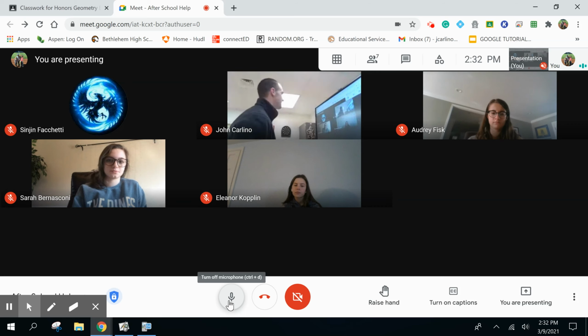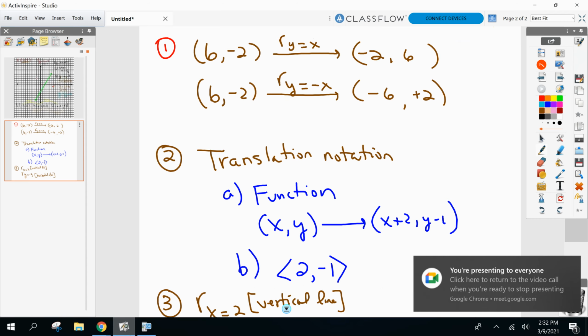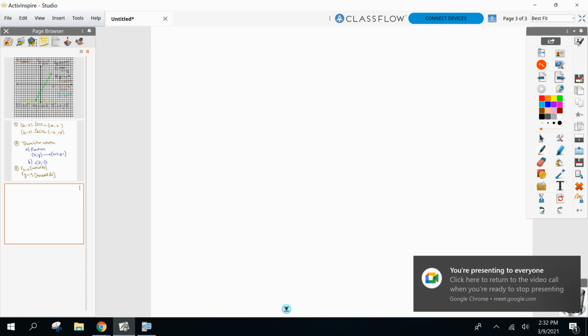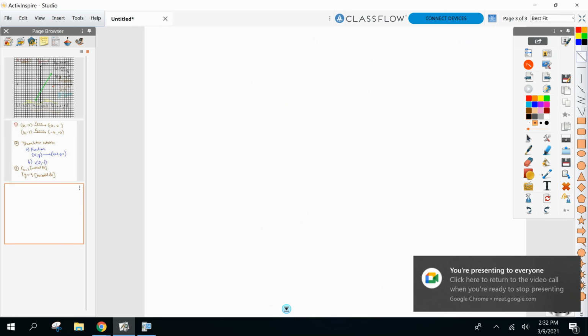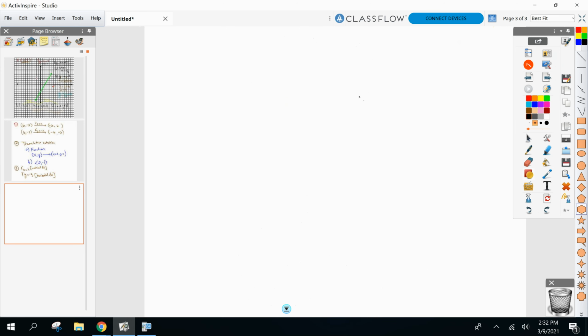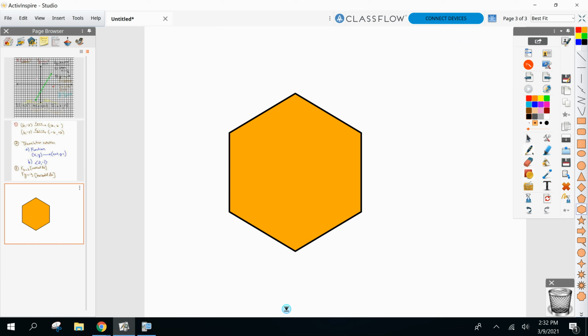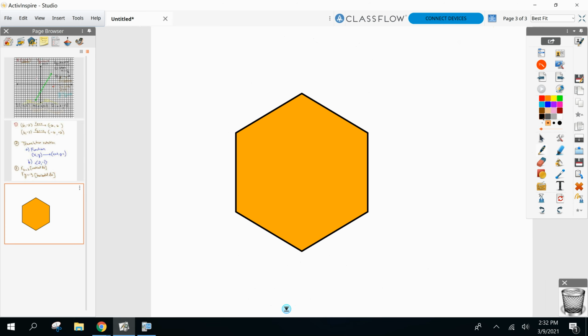All right, guys. Other questions that you guys have? Can you go over reflecting something onto itself? Yep, you got it. Without a doubt, I need to give you guys a regular figure. It's got to be regular. So let me take the hexagon here. This is a regular hexagon. All sides and all angles are equal.